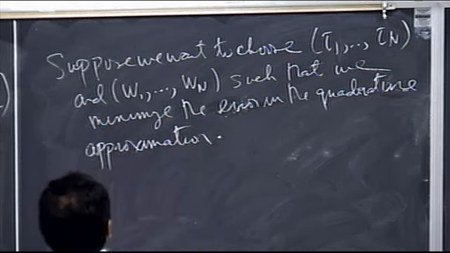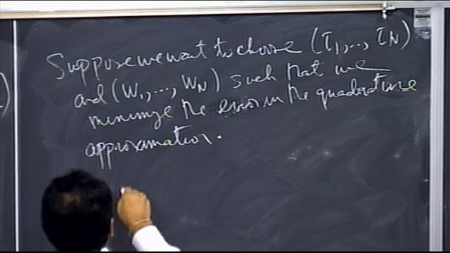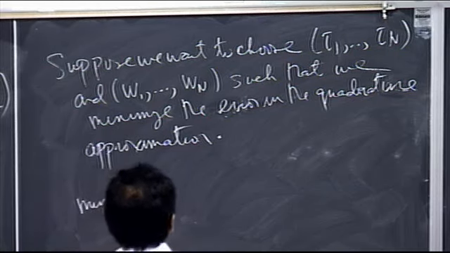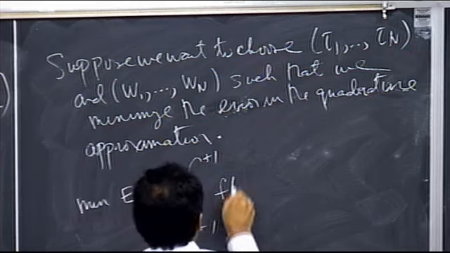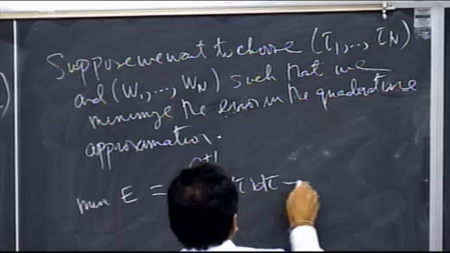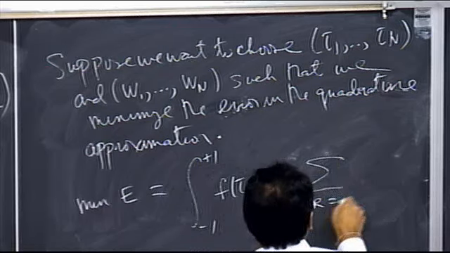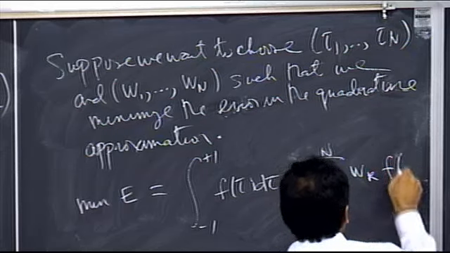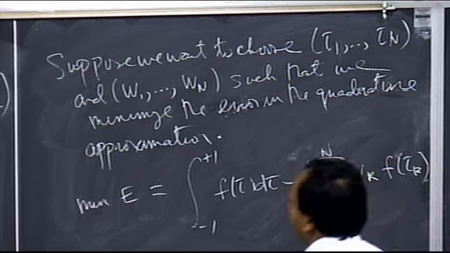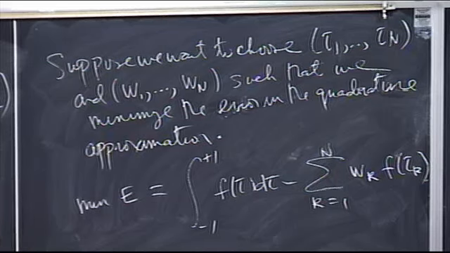So in other words, we want to minimize e, where e is equal to the integral from -1 to 1 of f of tau d tau minus this quadrature. It turns out that, I'm not going to go through all the proofs because this is not a numerical methods course, so I can't go through every single one of these proofs.